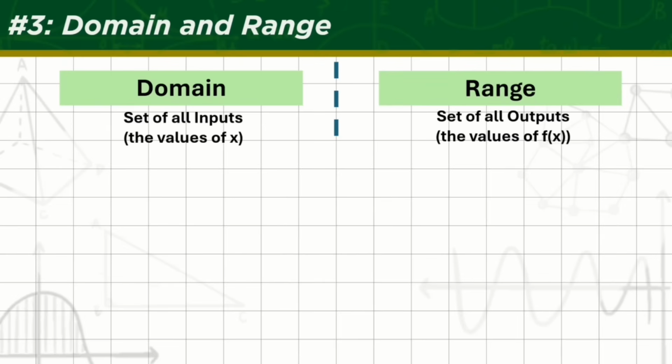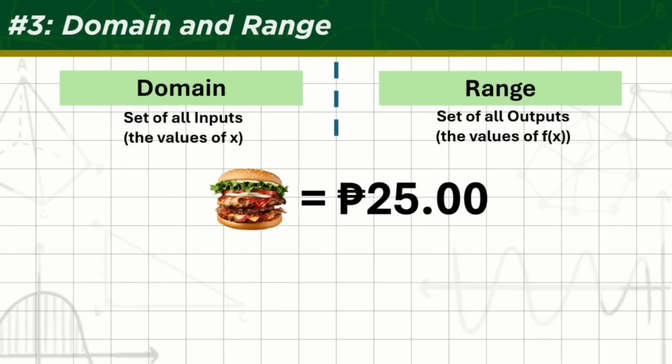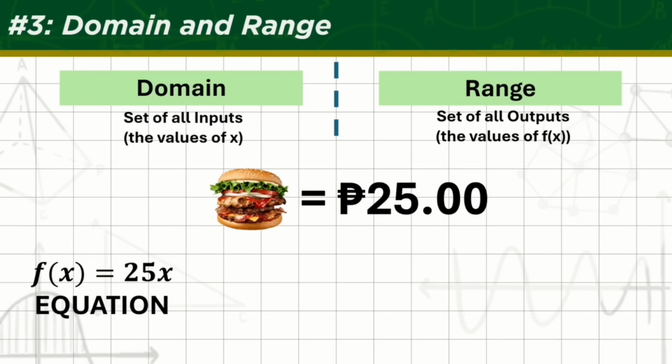For example, let's say each burger costs 25 pesos. That means we can represent the total cost with this equation: f of x is equal to 25x, where x is the number of burgers you buy. So if you buy 1 to 4 burgers, your domain, or the possible number of burgers, is 1, 2, 3, and 4. Now let's look at the total cost, or the range.